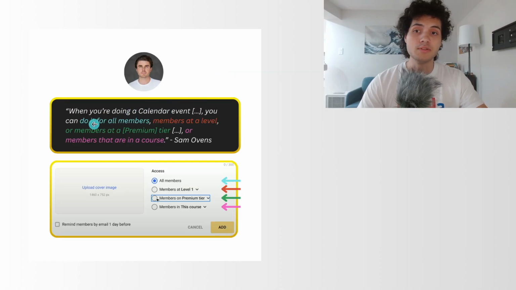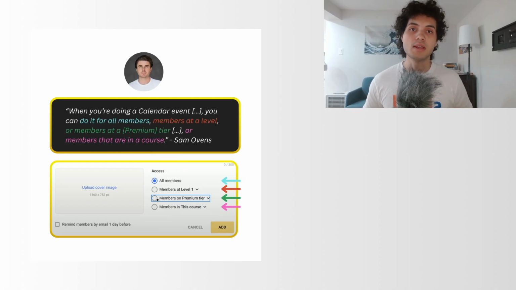Sam also continues to say that when you're doing a calendar event, so when you're hosting a live call on the Skool platform with your members, you can do it for all members, members at a level, members at a premium tier, or members that are in a course. All this to say that there are all sorts of ways to customize your Skool community experience using the premium tier pricing model.